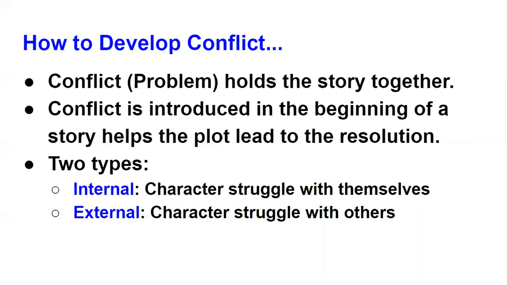So you're going to introduce the problem or the conflict in the beginning, and then you're going to carry that problem throughout the entire storyline until you get to the resolution. Now, there are two types of character conflict. One is internal, which means that the character struggles within themselves. Maybe they have a problem. Maybe they're not good at football, or they're not very good at dancing, right? What are they going to do to overcome that problem?